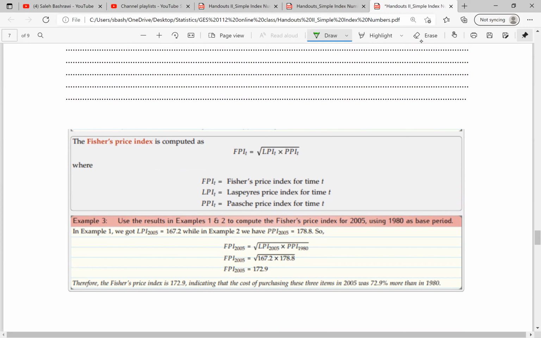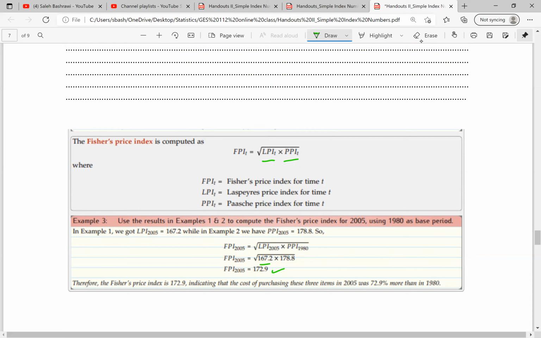We use the first two examples just to compute the Fisher's price index number, which is equal to the square root of Laspeyres multiplied by Paasche. What we have at that time, we have 167 for the Laspeyres multiplied by 178.8, and we will get 172.9. And therefore, the Fisher price index is 172, indicating that the cost of purchasing these three items in 2005 was 72% more than in 1980.